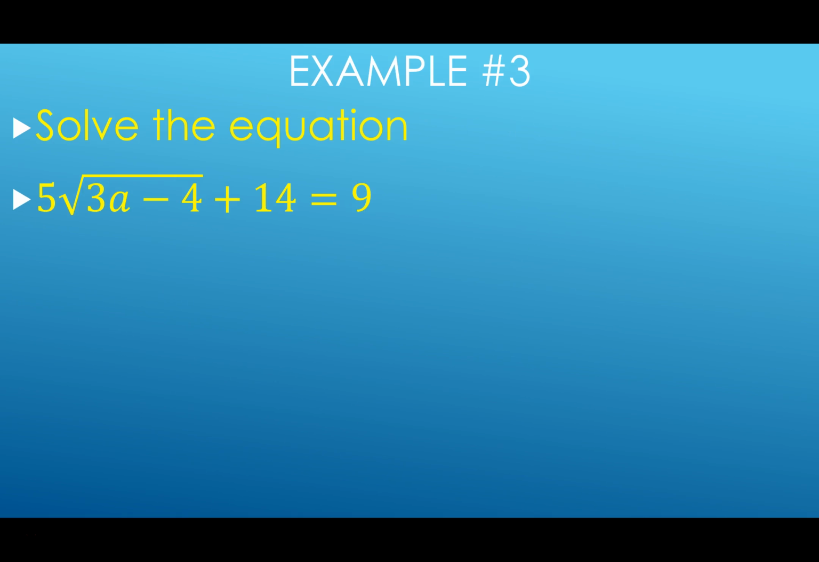So we're trying to isolate the radical here. We'll subtract the 14 from 9 first. 9 minus 14 is negative 5. Divide by the 5 and we'll get negative 1.